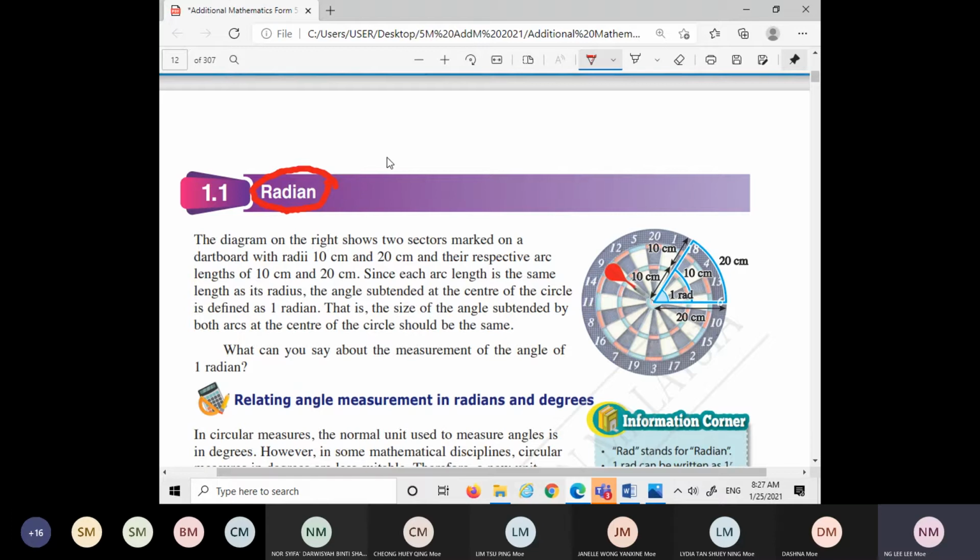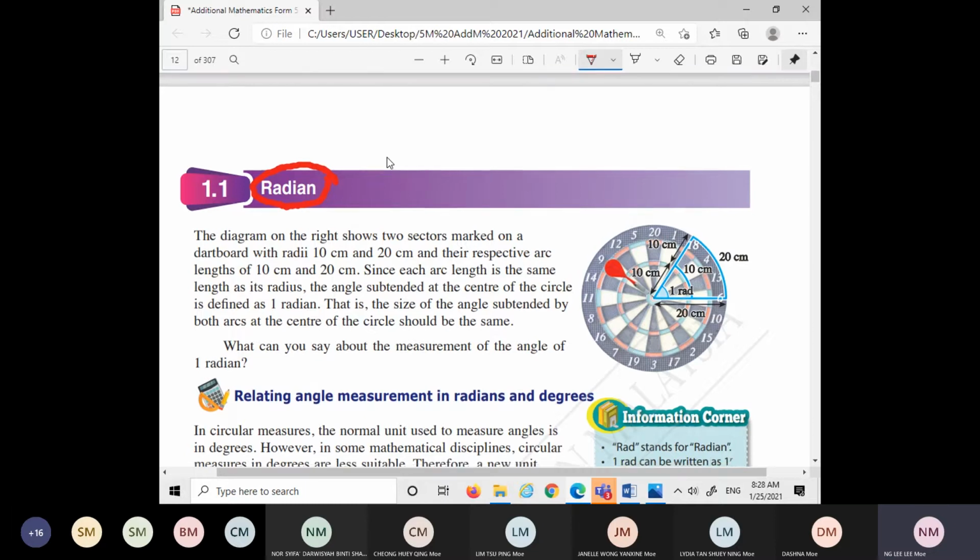Don't mistake radian and radius. Students will always mistake these two. Radius is half of the diameter, but radian is the unit for an angle.